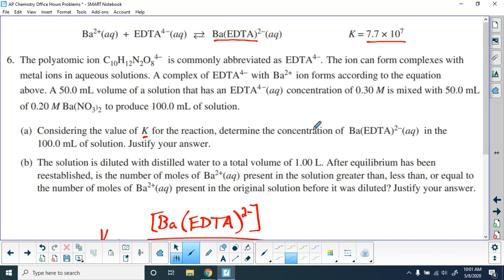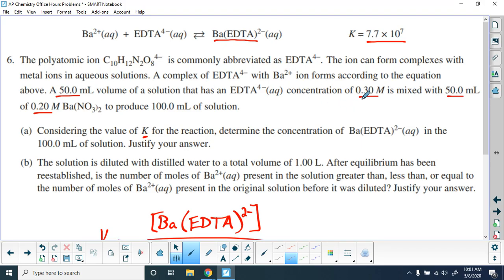I'll show you the quick way and I'll show you kind of the long way for this. But the fast way is to say it's so product favored that pretty much everything on the left-hand side here is going to turn into the products, everything that we can. So one of these is going to run out. It's a limiting reactants problem because you're given two amounts. You're given 50 milliliters of one reactant with its concentration, 50 milliliters of another reactant with its concentration. So the question is, which one of these runs out first?